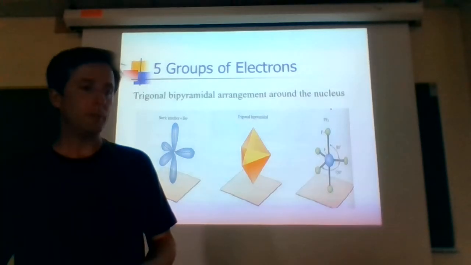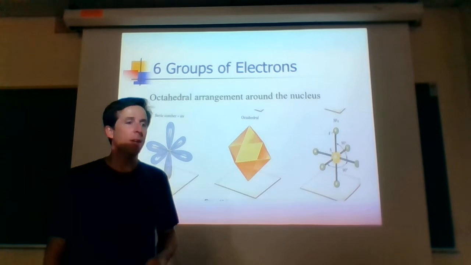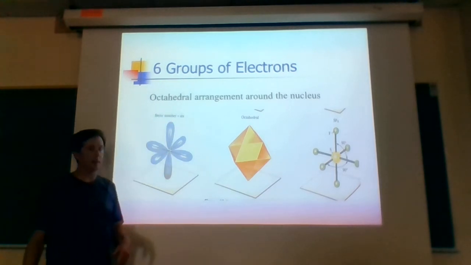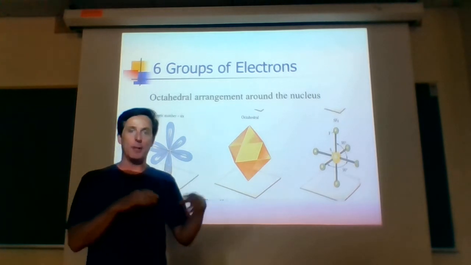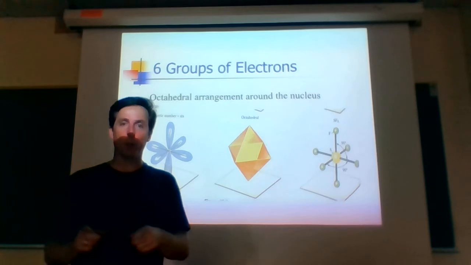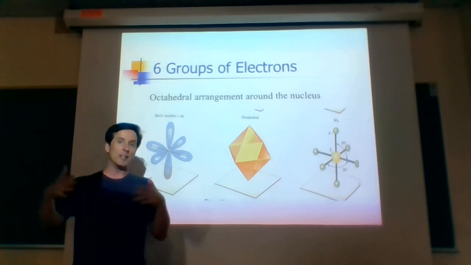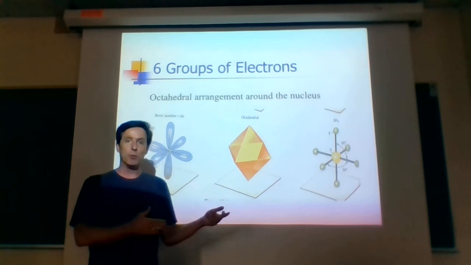Bipyramidal. And then finally, we have octahedral. This is if I have 6 groups around the center atom. It doesn't matter what the 6 groups are. For all these shapes that we're talking about, the identity of the groups is irrelevant. You just count how many groups there are, think about the best way to space them out, and that gives you the name of the shape or the angles that we're looking for.